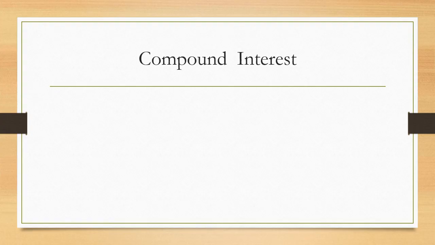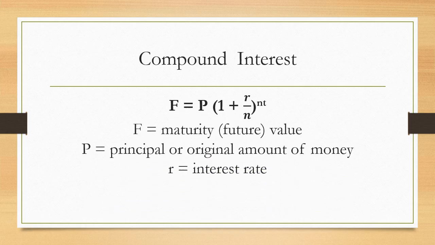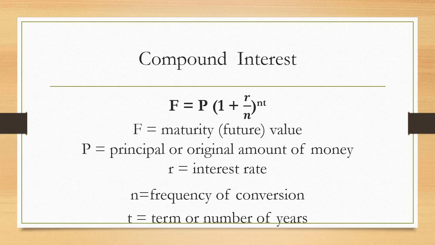So the formula for compound interest is given by F is equal to P times quantity 1 plus R over N raised to N times T, wherein F is of course called the maturity or the future value, P is the principal or the original amount of money, R is the interest rate, and N is called the frequency of conversion, and T is for the time, which is always expressed in years.